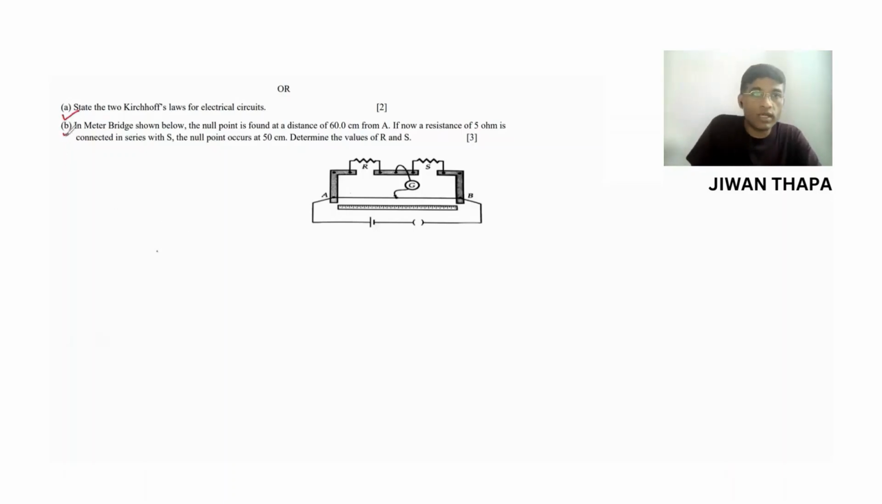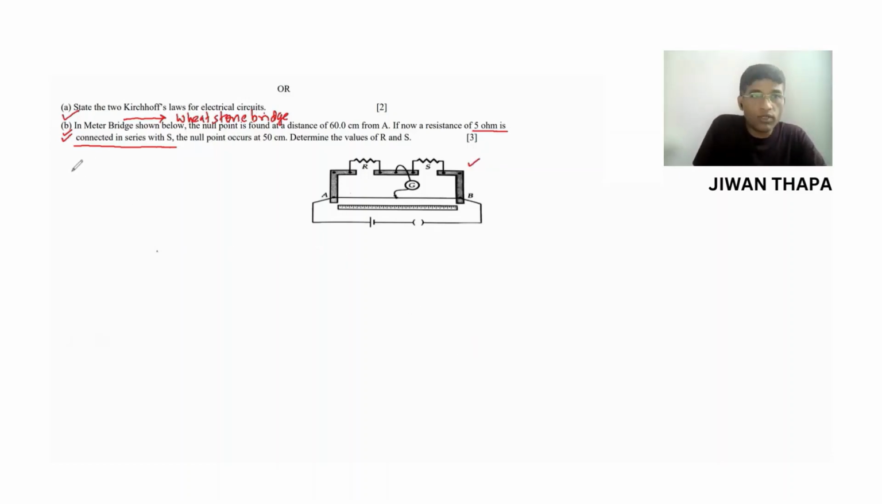Now let us come to this. In meter bridge shown below, the null point is found at distance 60 centimeter from A. If now a resistance of 5 ohm is connected in series with S, the null point occurs at 50 centimeter. Determine the value of R and S. So we know meter bridge works on the principle of Wheatstone bridge. So we need to design Wheatstone bridge of this given circuit.